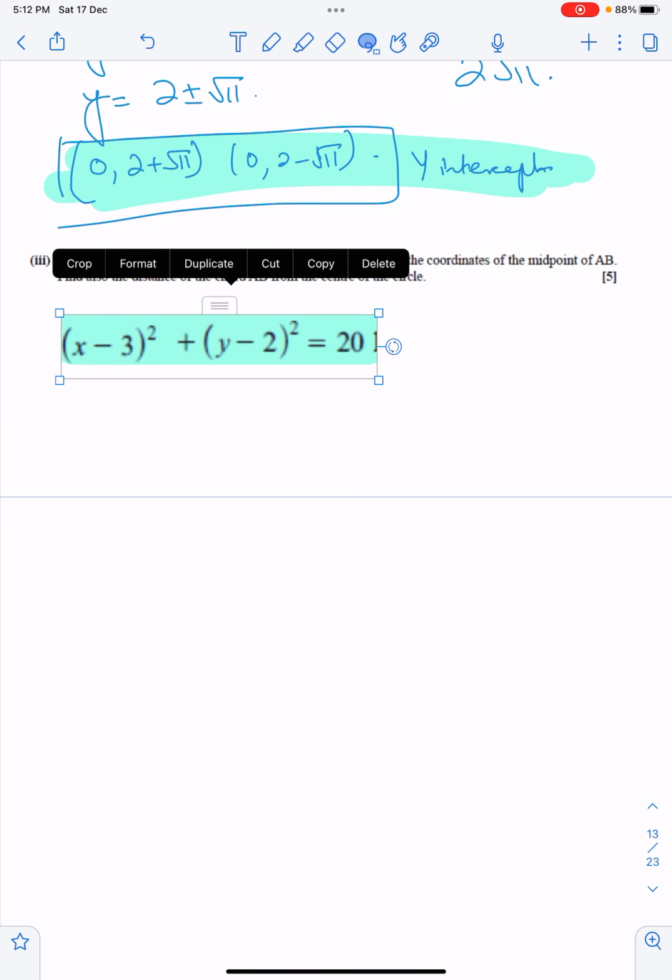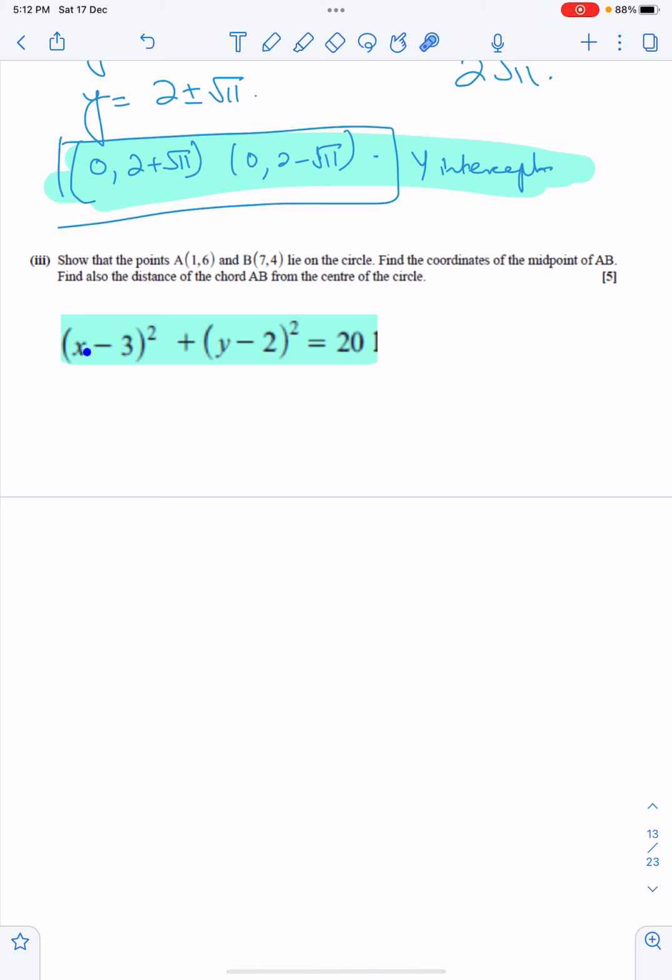Plug in the x and the y coordinate of the points given into the equation and see if this side equals this side, that means this point lies on the circle. Likewise, I'm going to plug in 7 in place of x and 4 in place of y and solve this, and if this side also is 20, that means this point also lies on the circle. So 1 comma 6: 1 minus 3 the whole square plus 6 minus 2 the whole square.